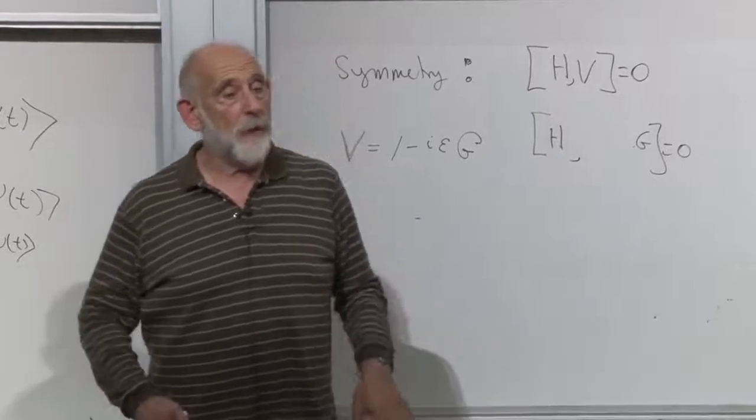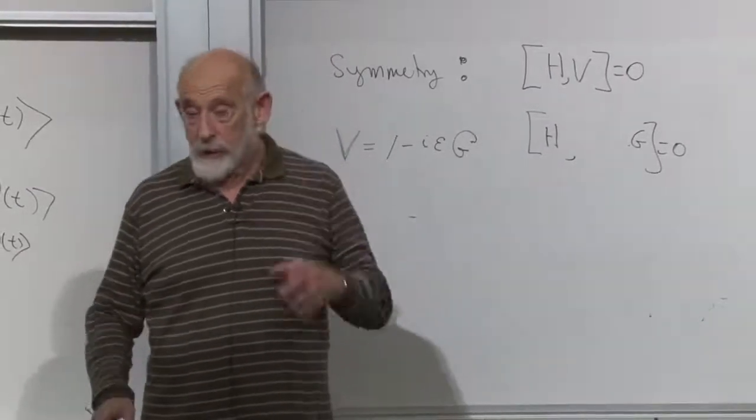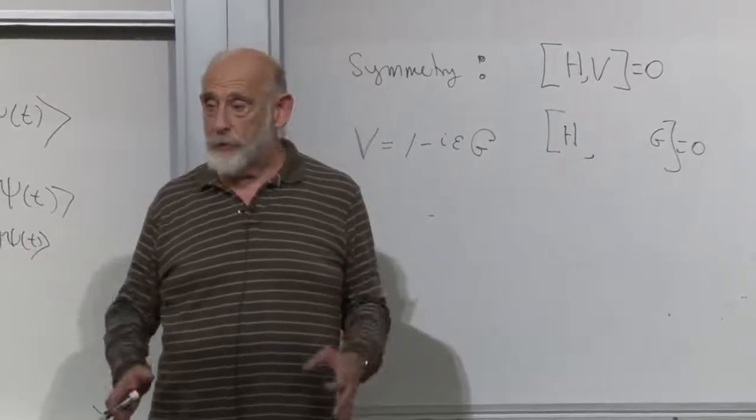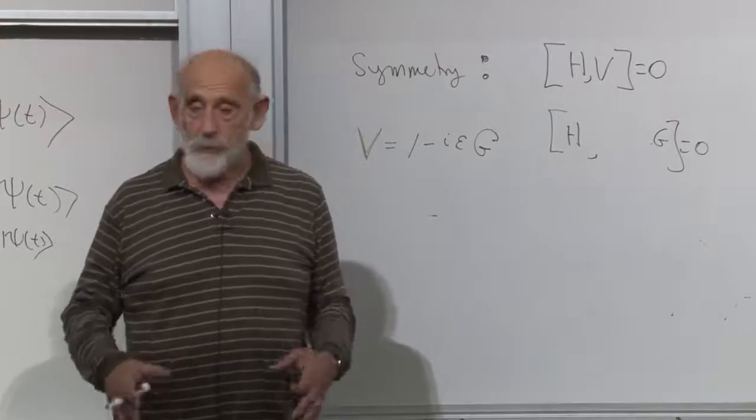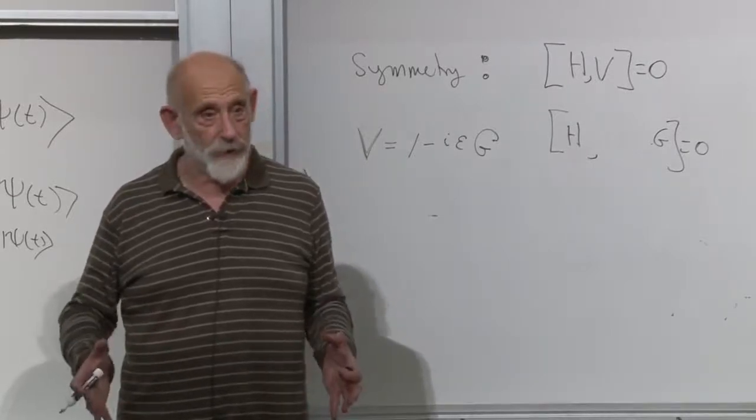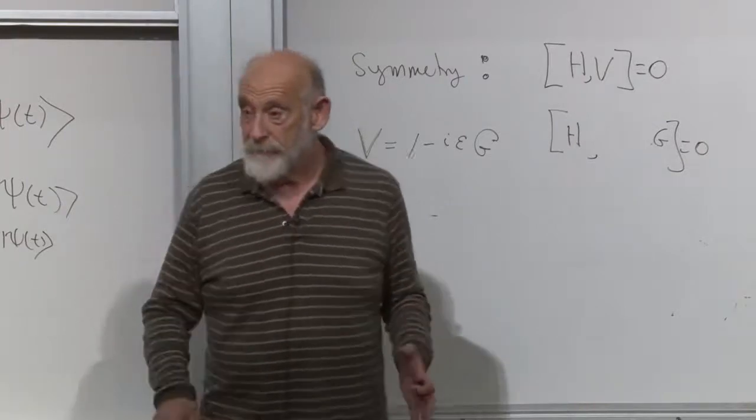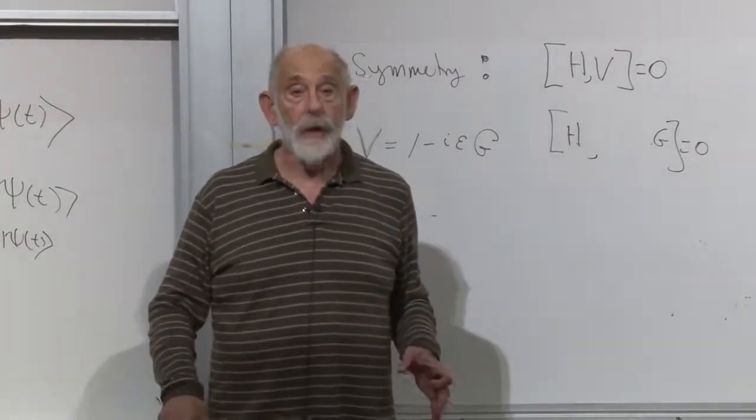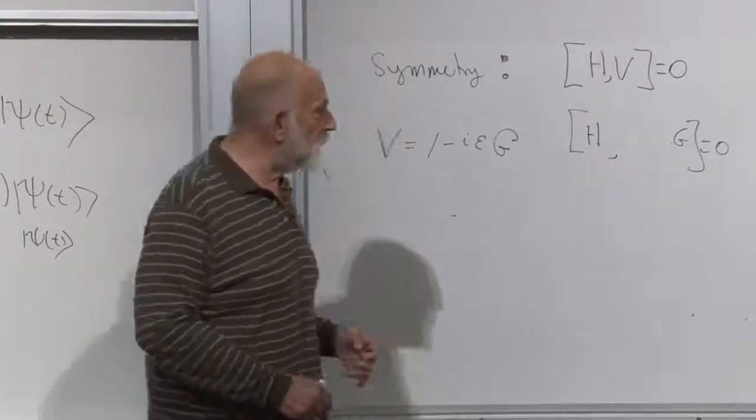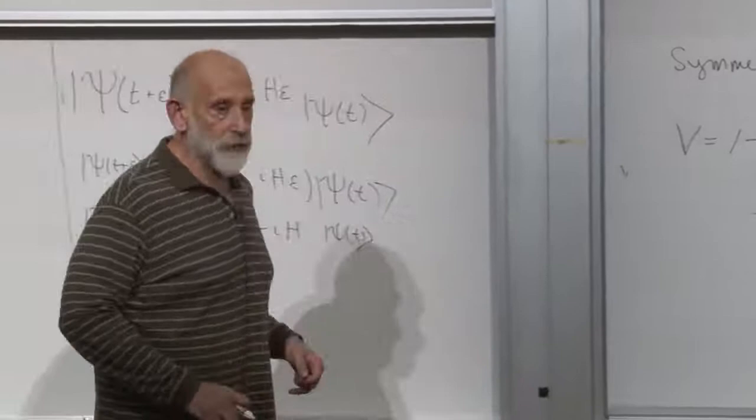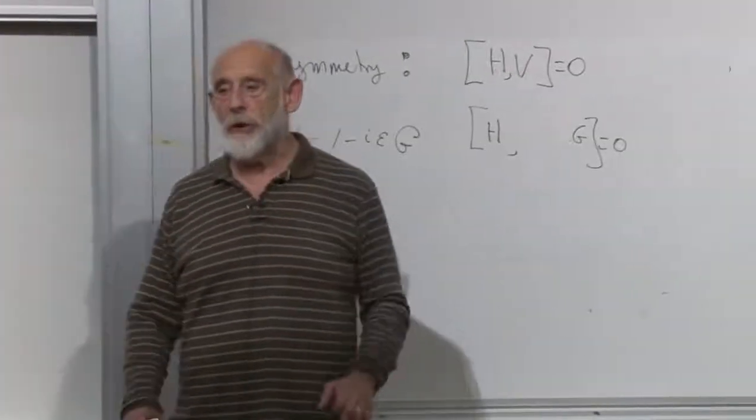So, if you want to find all of the symmetries of a problem, you start looking around for all the things which commute with the Hamiltonian. There's another feature of things which commute with the Hamiltonian. Do you remember from last quarter? Conserved. They're conserved. So conservation and symmetry are closely connected. Finding all of the symmetries of a problem is equivalent to finding all the things which are conserved.